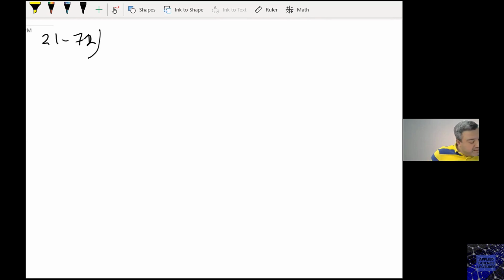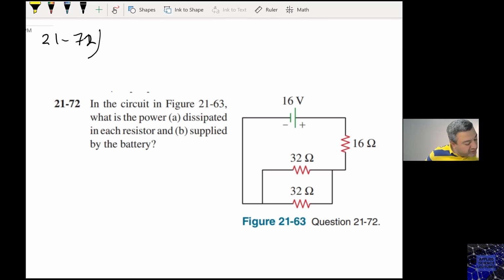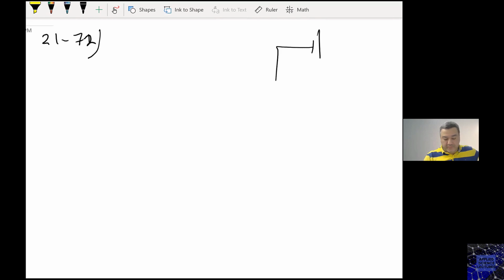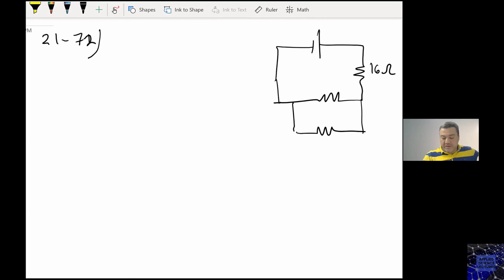In the circuit shown in the figure, what is the power dissipated in each resistor and supplied by the battery? Okay, so here we have this circuit. 16 ohm, 16 volts, 32 ohms, 32 ohms. So where shall we start from?